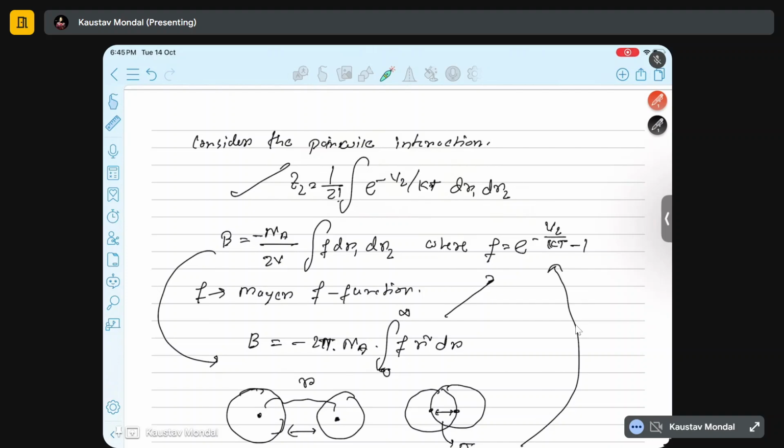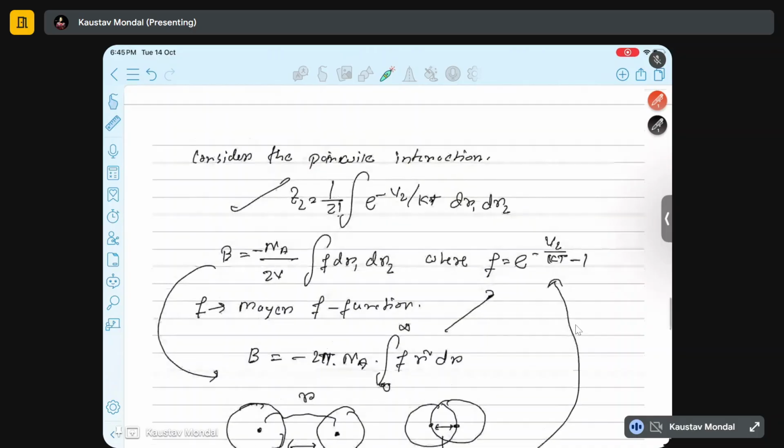Here, because we want to know what the equation of state looks like for this kind of system, we first have to calculate the second virial coefficient. The expression of the second virial coefficient is given by this, where f is known as the Mayer f function.